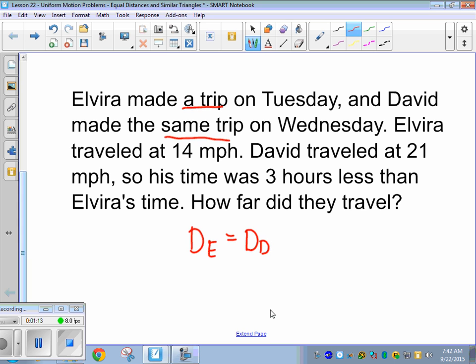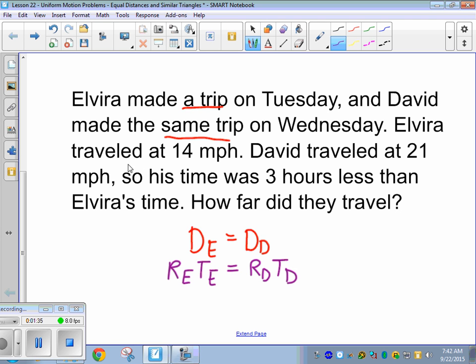All right, so we always replace distance with what? Rate times time, okay? So distance is equal to rate times time. And so I have the E's on one side. Over here, David, we're going to do rate David time David. Rate times time, rate times time. And then we just plug in all this really fun stuff.